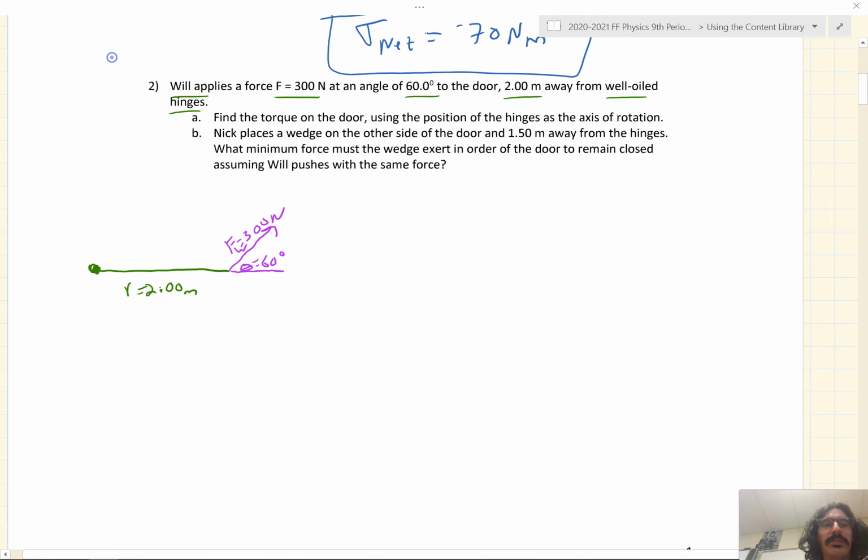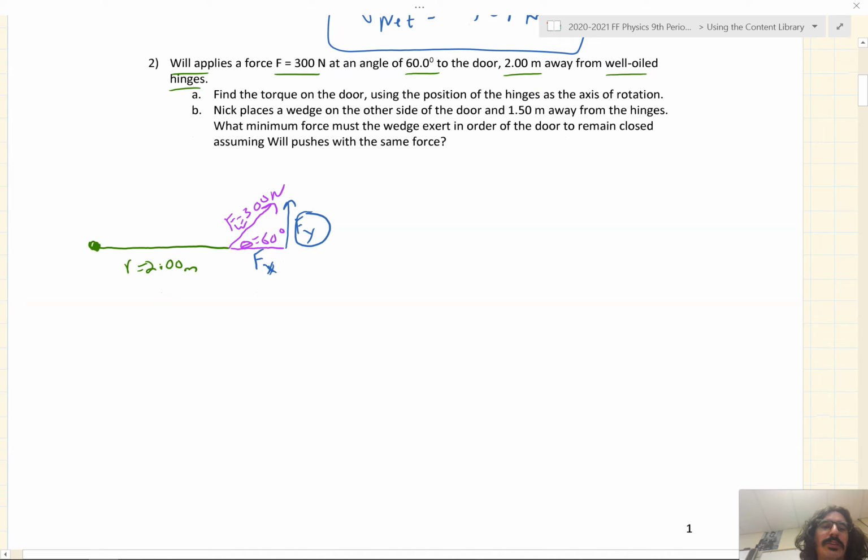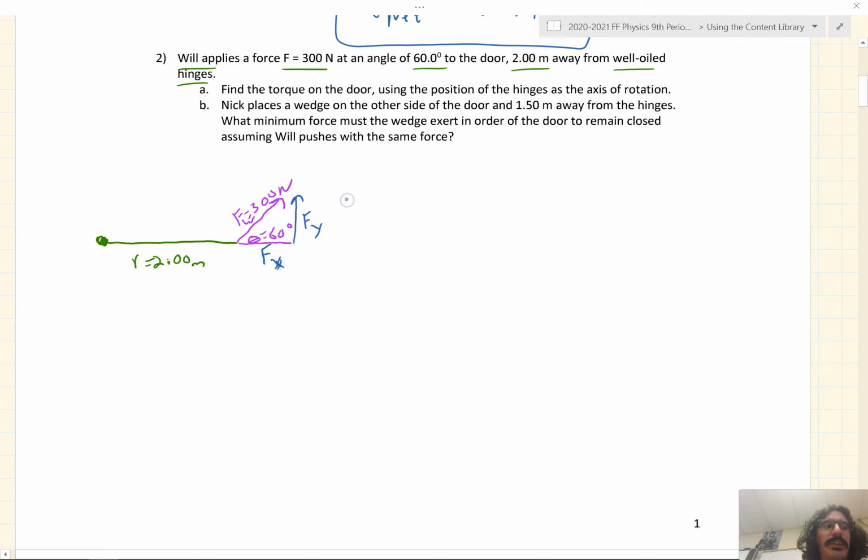Because there's an angle, we could break Will's force into its components: the force of Will in the x direction and the force of Will in the y direction. As we can see in this picture, I know the vectors aren't drawn tip to tail, sorry, tail to tail, but the only force that's going to cause the door to rotate is the force of Will in the y direction. So when we calculate the torque of Will, we want to use this force in the y direction.